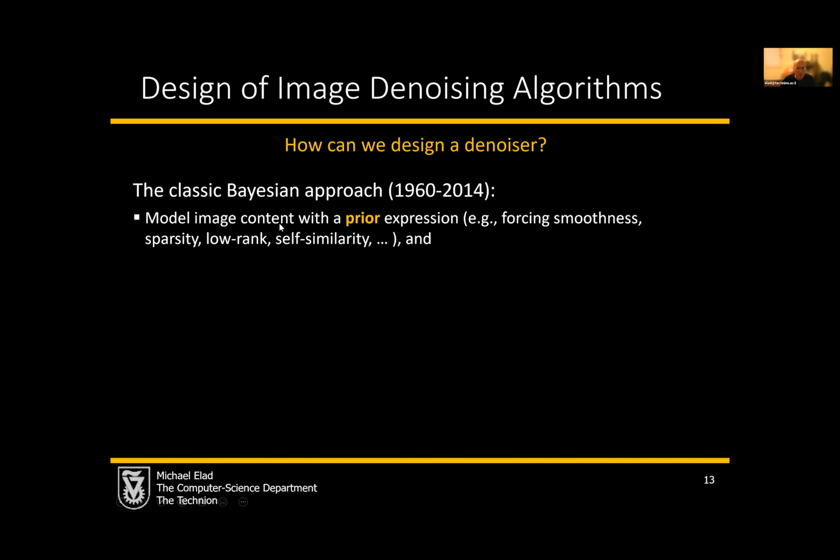You have to come up with a prior. You have to come up with an expression, a mathematical expression that captures what good images are behaving like. Good images are tending to be smooth, so express it. Good images are supposed to be sparse under some transform, or low rank, or they should have self-similarity between regions, etc. If you can just write it down as an expression and augment it in a Bayesian approach, you are looking at an optimization problem that can take you all the way to denoising.